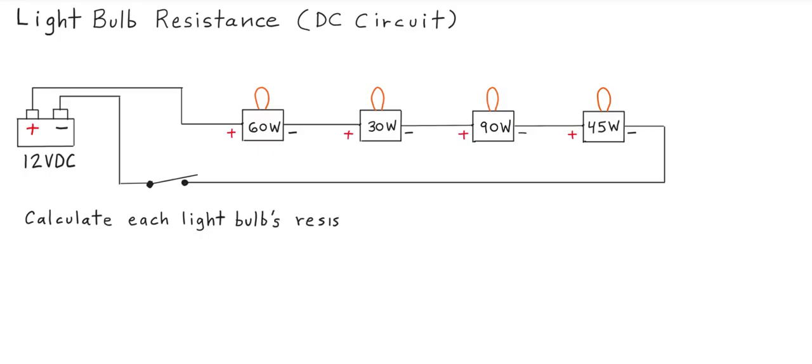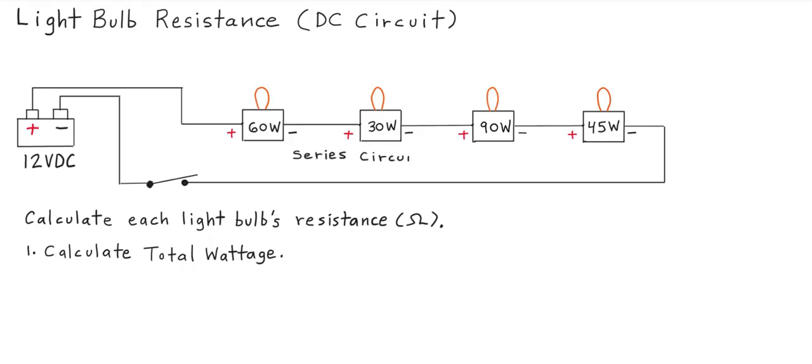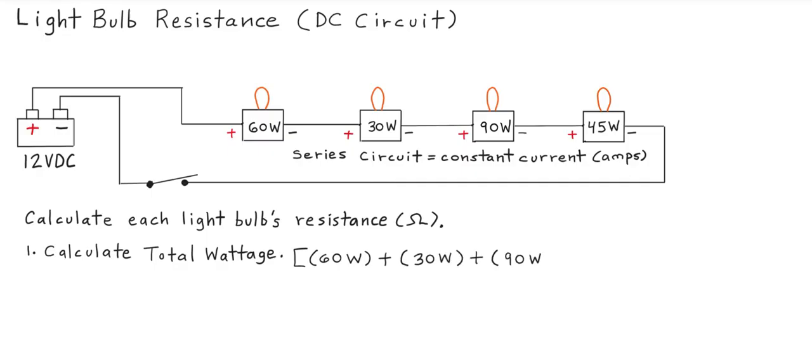So we can start by first solving the problem, which is to calculate each light bulb's resistance in ohms. So the first step is to calculate the total wattage. So across any series or parallel electrical circuit, we can just accumulate and add together the independent or component wattage per item. So we just add these together. So this circuit has 225 watts of power draw across the 4 light bulbs.